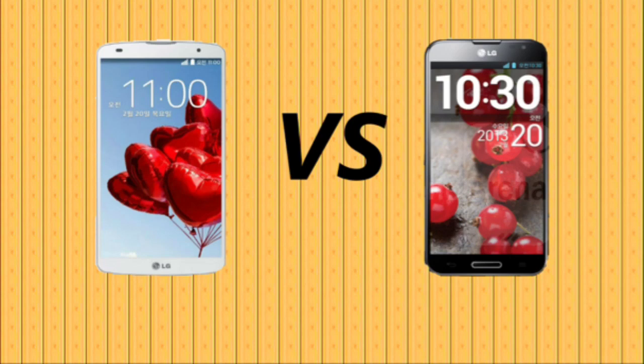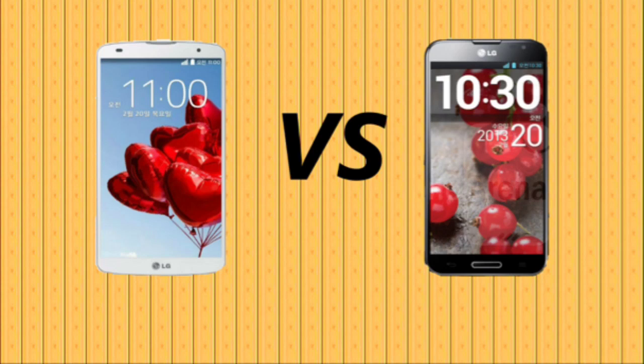In terms of thickness, the LG G Pro 2 is 8.3mm thick versus 9.4mm on the LG Optimus G Pro. And in terms of weight, we get 172 grams on the G Pro 2 versus a slightly lower 160 grams on the LG Optimus G Pro. Also in terms of the camera, both devices come with a 13 megapixel camera with LED flash, and both have other features like autofocus and stuff like that.